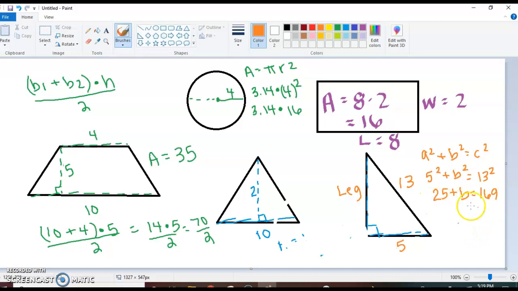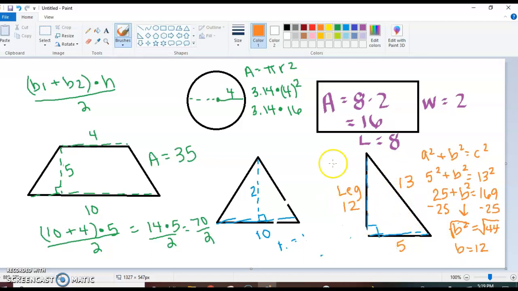Now from here, because they're on different sides of the equals, you have to subtract. And every single time you're looking for a leg, you're going to have to subtract because the leg is supposed to be smaller. So 169 minus 125 is 144. And then the last step, you do this button in the calculator, you take the square root. So your leg is equal to 12, and now I could do the area.